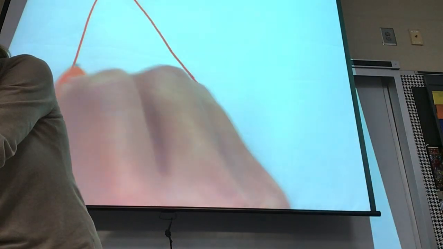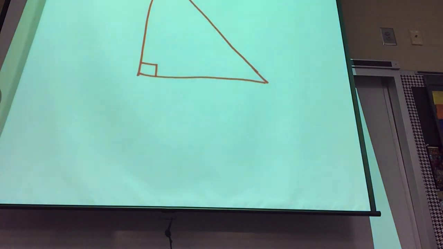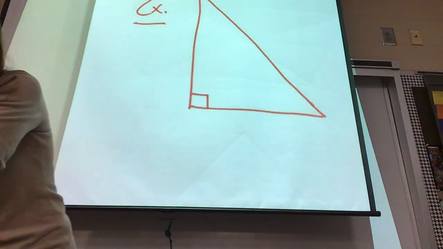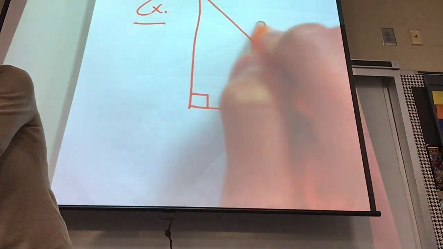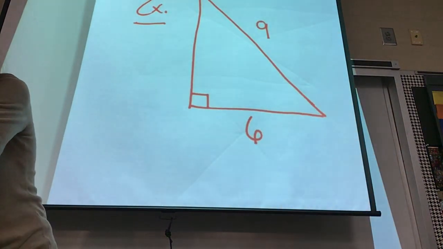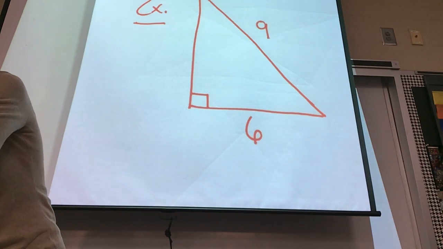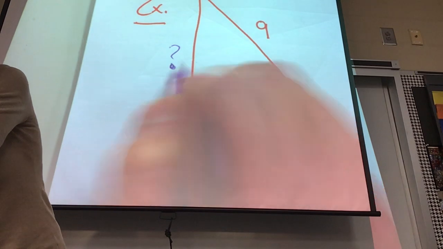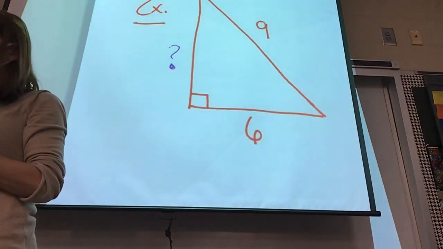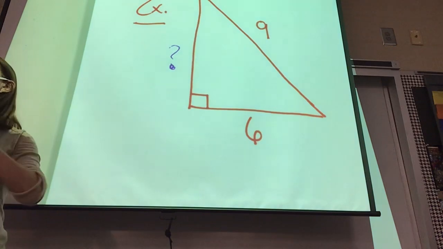Okay, so you've got your right triangle again. Now, you're told that this side is 9, this side is 6. Okay. Now, the first thing we want to do is find this side. So we're going to do 2 steps.